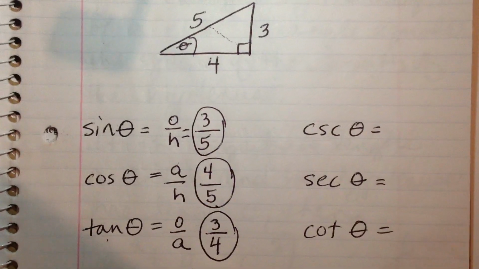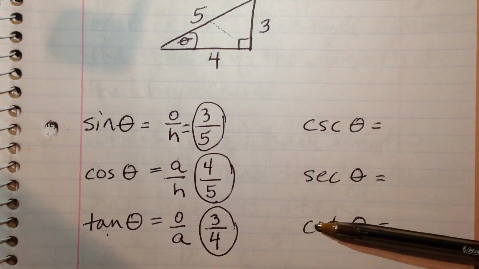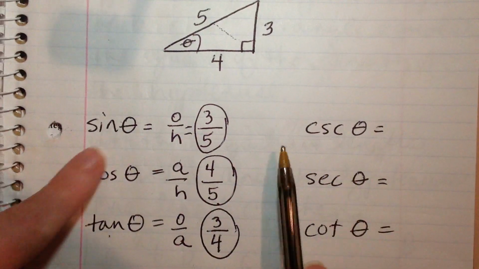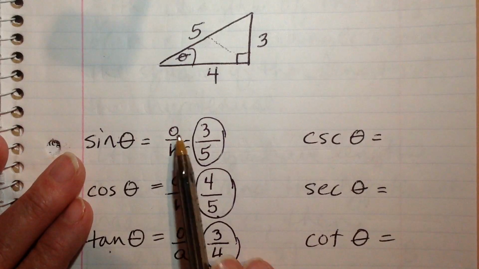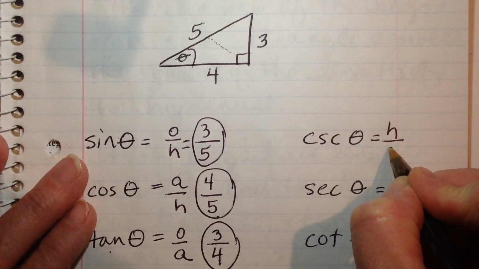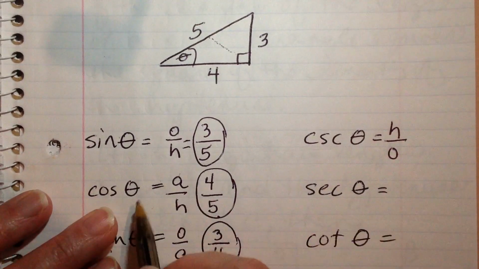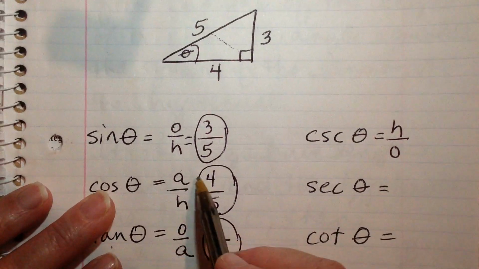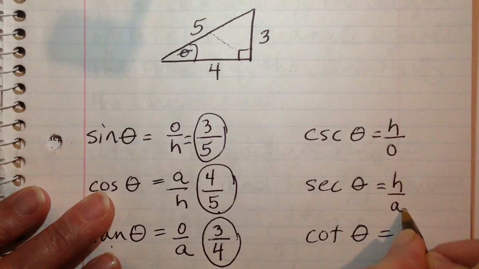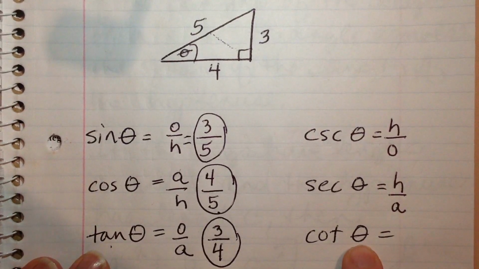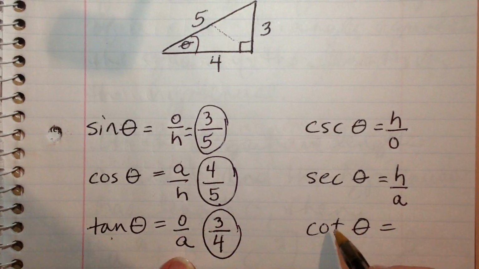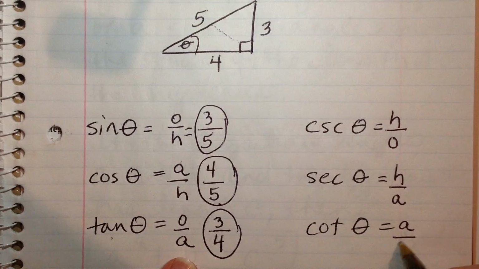Now, remember, I just said that these 3 are reciprocals of the previous ones. So, if sine is opposite over hypotenuse, cosecant is hypotenuse over opposite. Secant is the reciprocal of cosine. So if cosine is adjacent over hypotenuse, then secant is hypotenuse over adjacent. Cotangent is the reciprocal of tangent. If tangent is opposite over adjacent, then cotangent is adjacent over opposite.